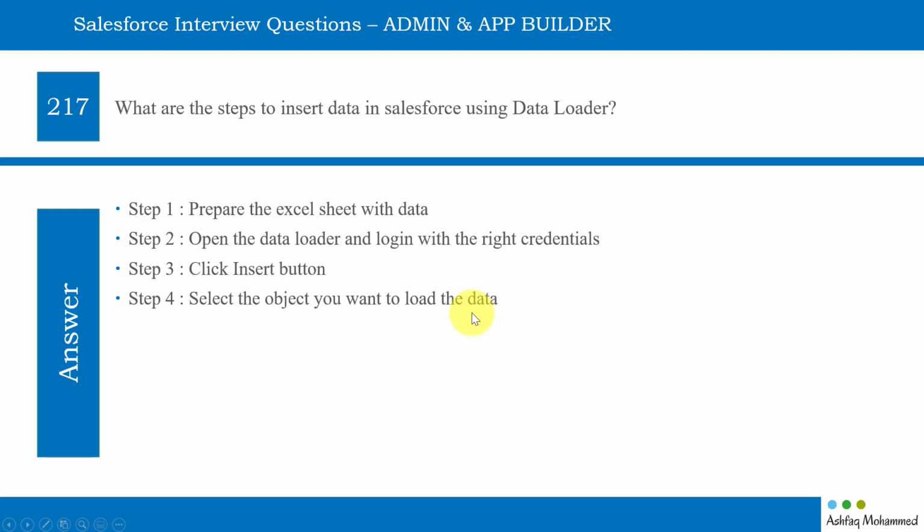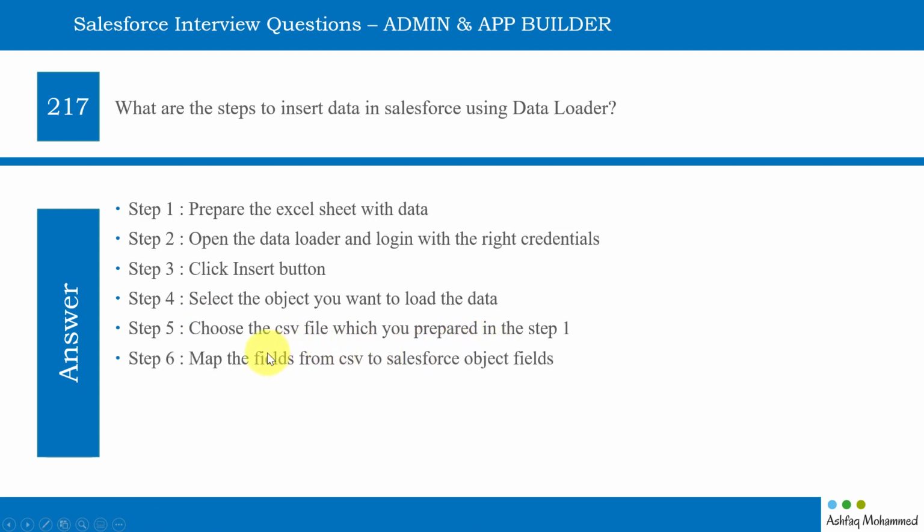So the third screen will be, you have to select the object where you want to load the data, then choose the CSV file which you prepared in step 1. So you already prepared the CSV file with the data, right? So you have to choose this CSV file in the step 5 and then map the fields. Basically, we have to map the fields.